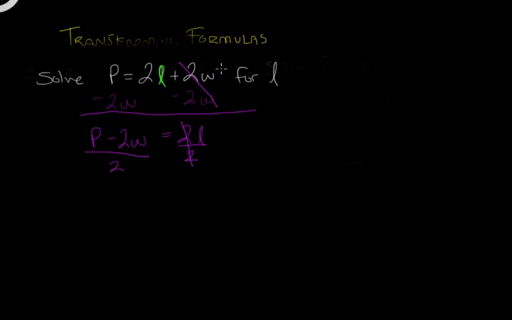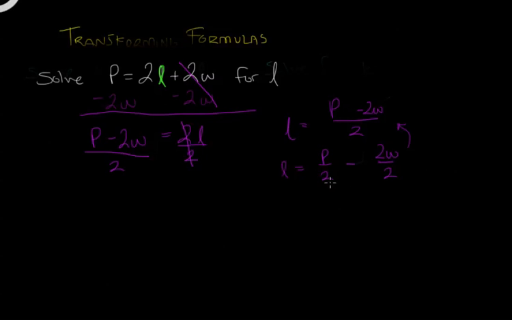These 2's cancel out. And I'm left with L equals P minus 2W over 2. I can continue to simplify that if I want to. Remember, that's like saying L equals P over 2 minus 2W over 2. If I were to subtract these two fractions, I would end up with what I have above. So I'm kind of like splitting apart the answer to a fraction subtraction problem.